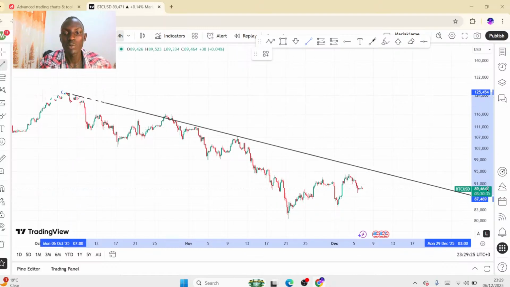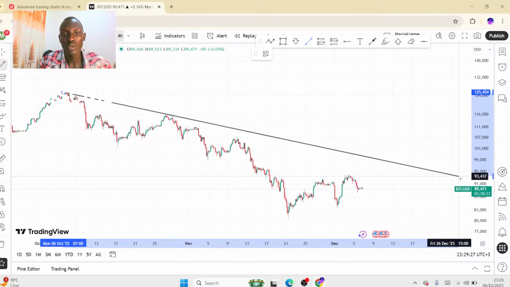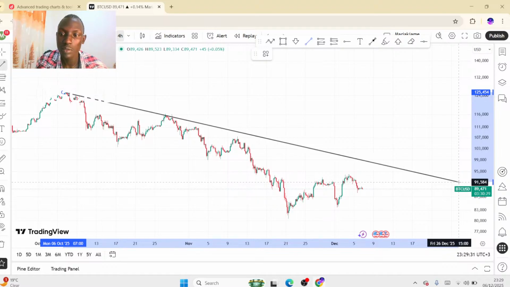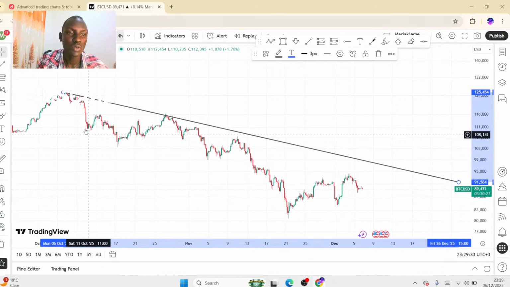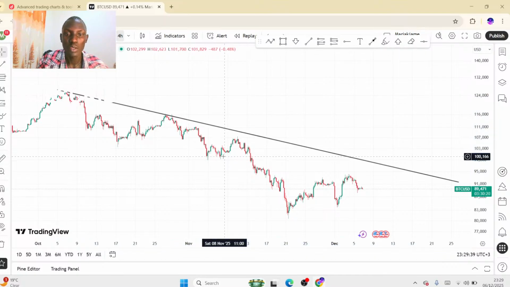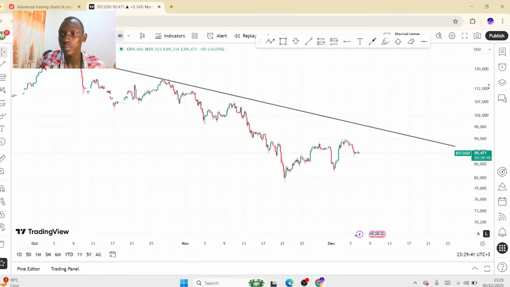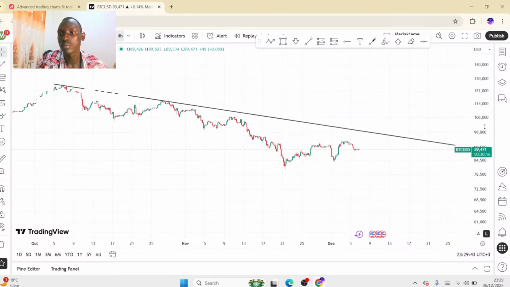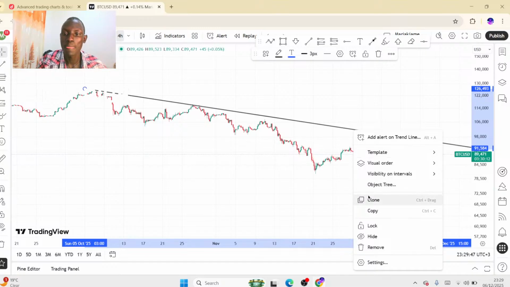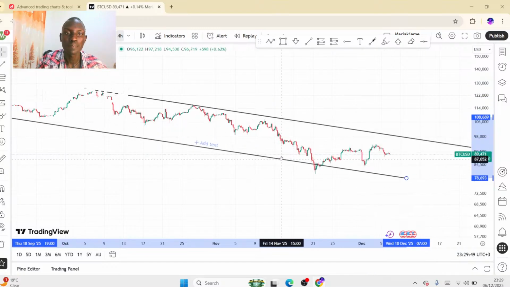Our trend line can be able to cover that. You don't need to force drawing trend lines. If it doesn't fit, change it and look for another side to draw it. So this is it. Let's see.